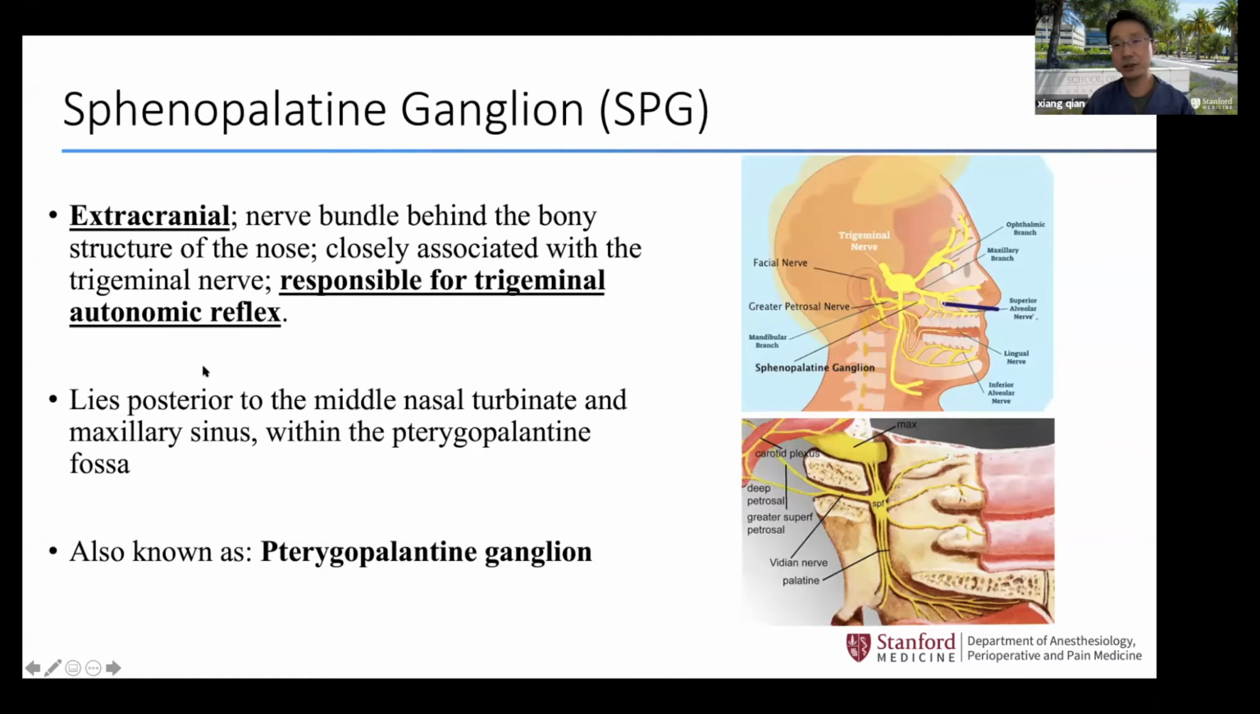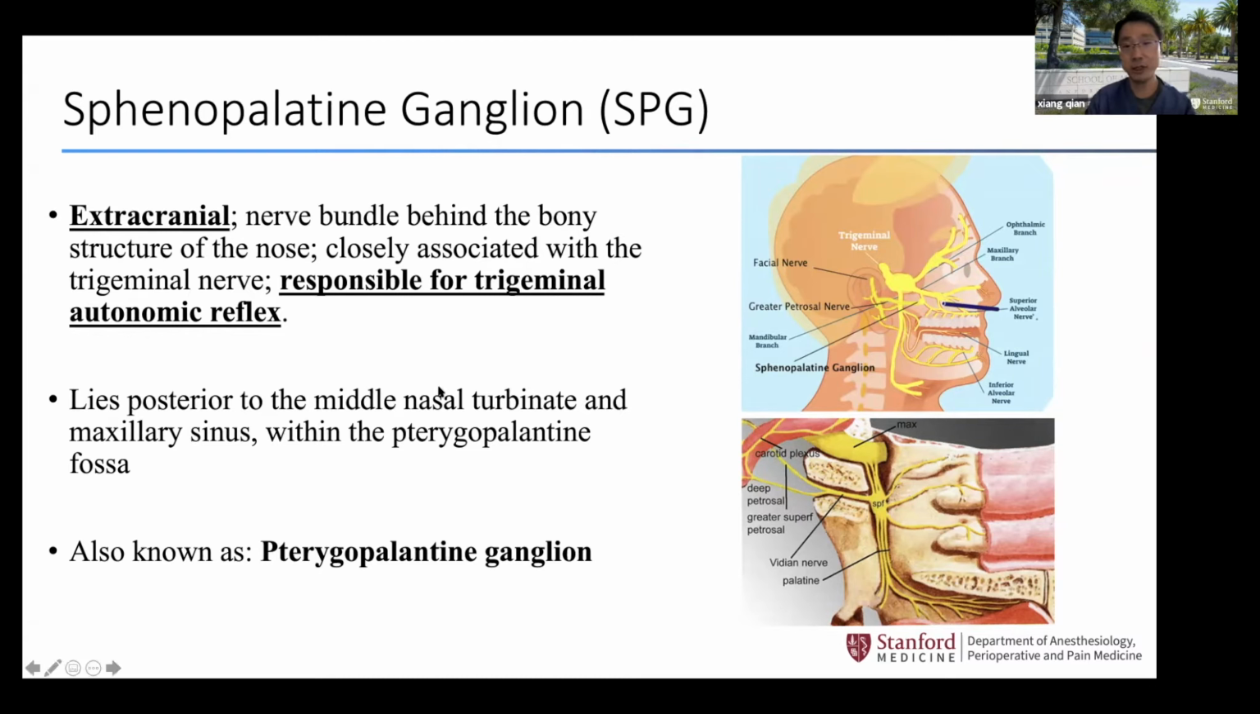Okay, so the next nerves and ganglions on the head is my favorite, and it's the sphenopalatine ganglion. The sphenopalatine ganglion is extracranial, right? So it's a nerve bundle behind the bony structure of the nose. This is one that you are very familiar with, and you're dealing with this all the time in routine practice. It is very closely associated with the trigeminal nerve. You may have heard a term called TAR, the trigeminal autonomic reflex. This sphenopalatine ganglion is the one that's responsible for it.